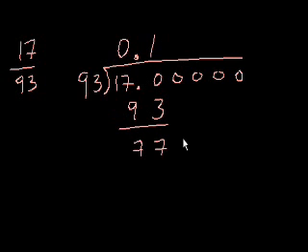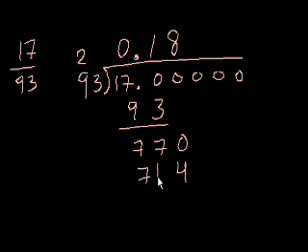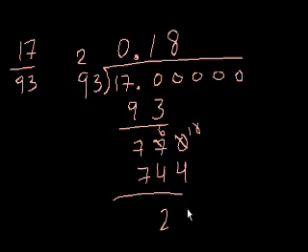Bring down the 0. 93 goes into 770. Let's see. It'll go into it, I think, roughly 8 times. 8 times 3 is 24. 8 times 9 is 72, plus 2 is 74. And then we subtract. 770 minus 744 is equal to 26. Then we bring down another 0.